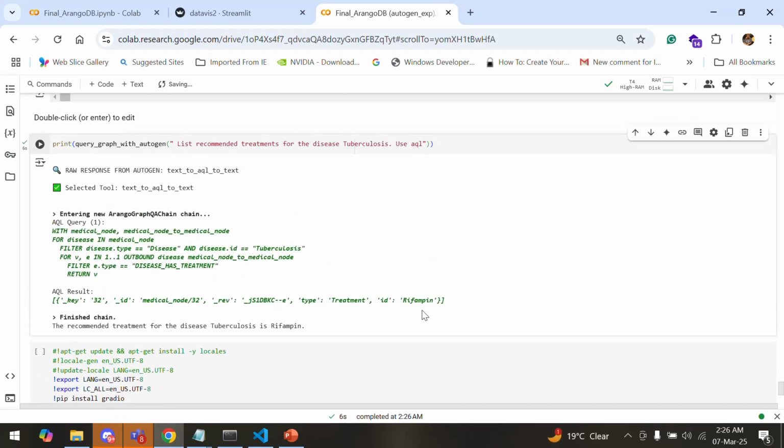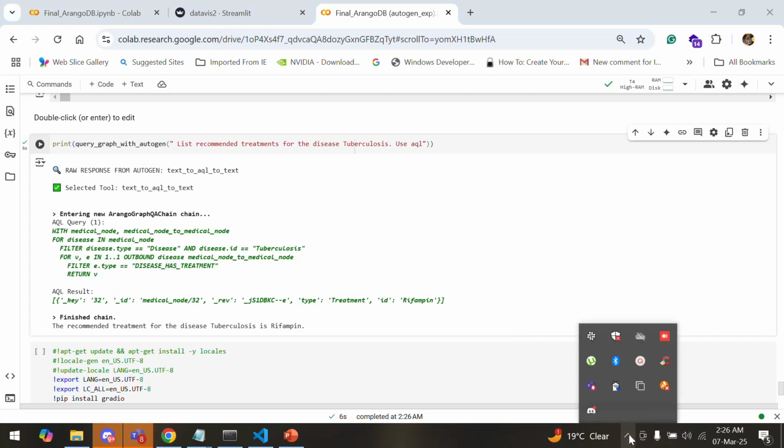Okay, so that's all about our application. Hopefully you liked it. We covered lots of aspects of ArangoDB and it was fun. Thank you.